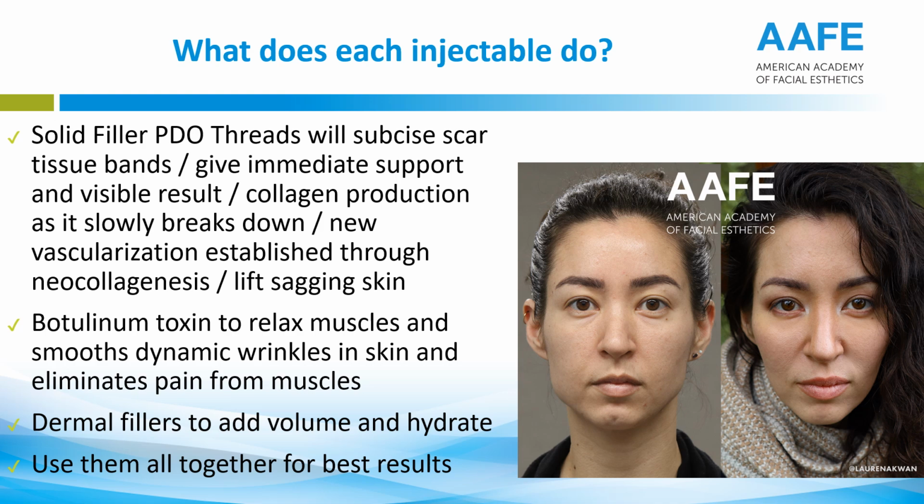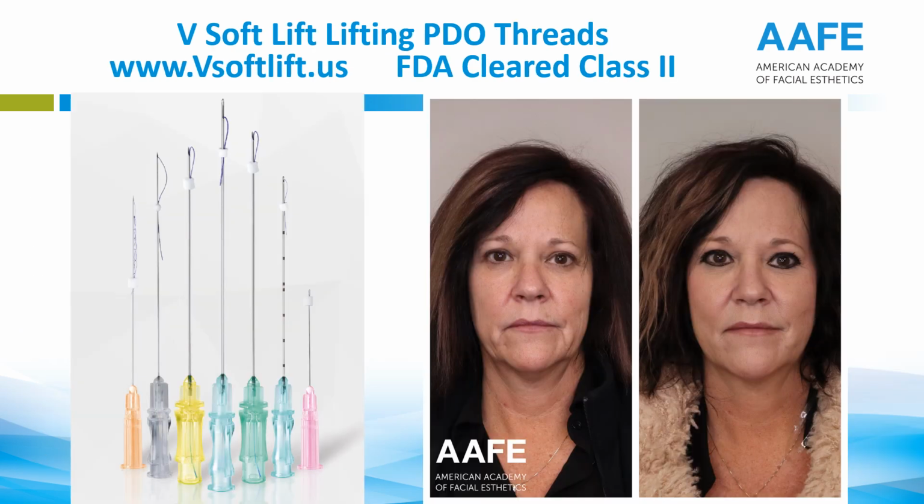Now, botulinum toxin, Botox, Xeomin, those kinds of things relax muscles, get rid of dynamic wrinkles, and take care of orofacial pain that comes from muscles, which is 85% of the time. Fillers add volume and hydrate. You've got to use them all together. You'll actually see some of this patient's treatment here in just a little bit. So VSoft Lift. We're going to talk about VSoft Lift, but we're going to talk about the other brands as well, so you can really compare them.